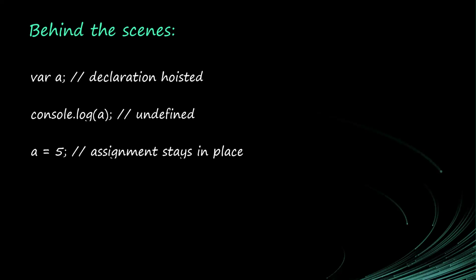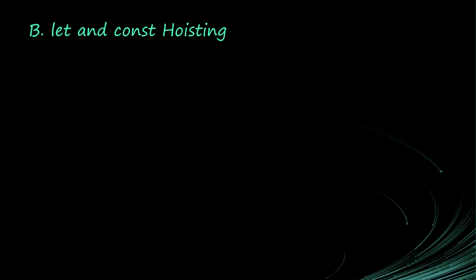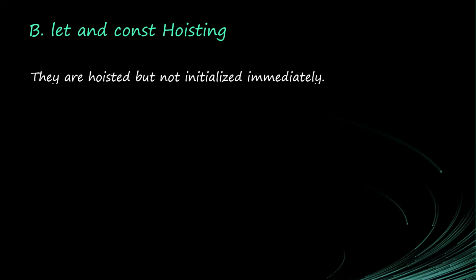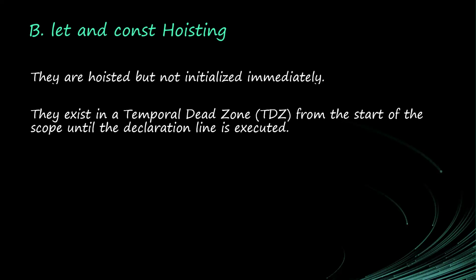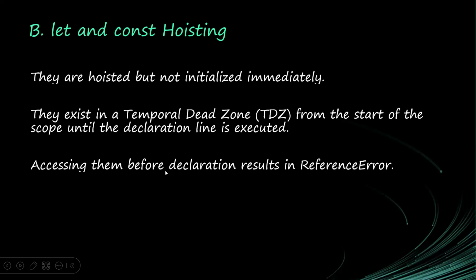So if you don't understand this hoisting thing, please don't use variables before you declare them. Declare variables first before you use them. So with the let and const keywords, they are hoisted but not initialized immediately. They will still be hoisted to the topmost scope, but they will not be initialized to undefined. They will not be initialized to anything. So they exist in something we call the temporal dead zone, from the start of the scope until the declaration line is executed. Accessing them before declaration results in a reference error. So this would even help you stay away from errors.